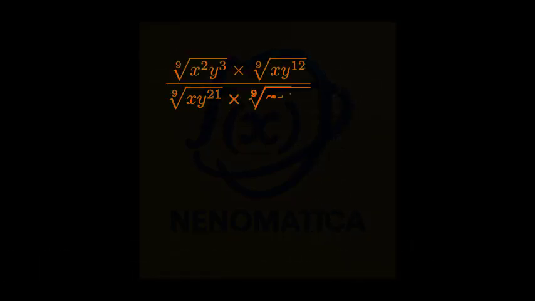Let's look at our problem. We need to simplify this expression. The 9th root of x squared y cubed times the 9th root of x y to the 12th divided by the 9th root of x y to the 21st times the 9th root of x to the 20th y cubed. And we need to verify that this equals 1 over x squared y.